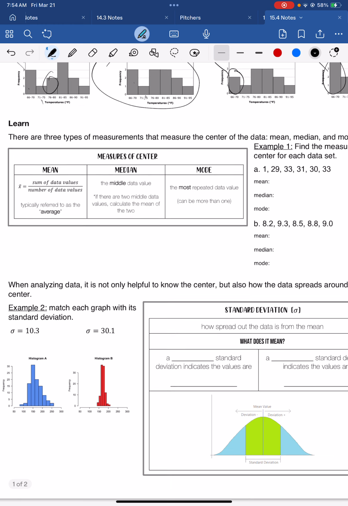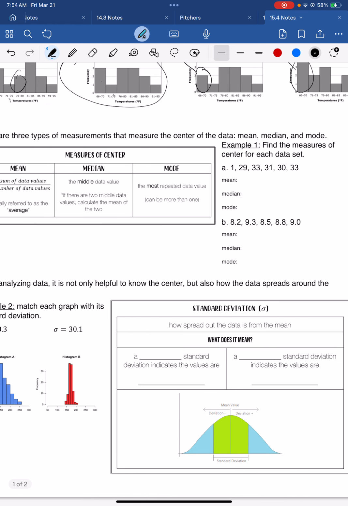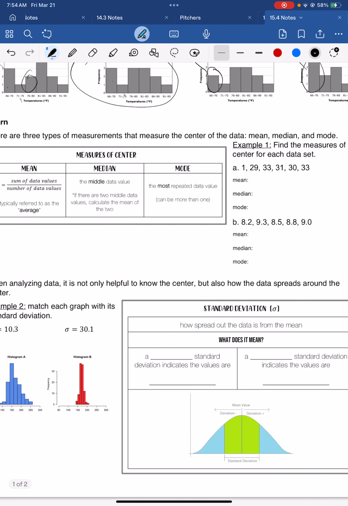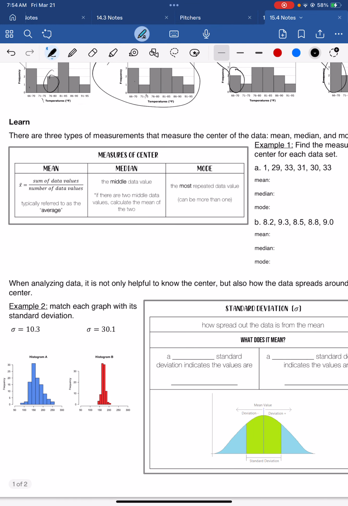Okay. All right. 3 different types of measurements to measure the center of your data. You have mean, median, and mode. Mean, you've probably heard of as average. You love to ask me, what was the average on the test? The way that you do this is you add up all the numbers in the data and then divide it by the number of data values that you have.